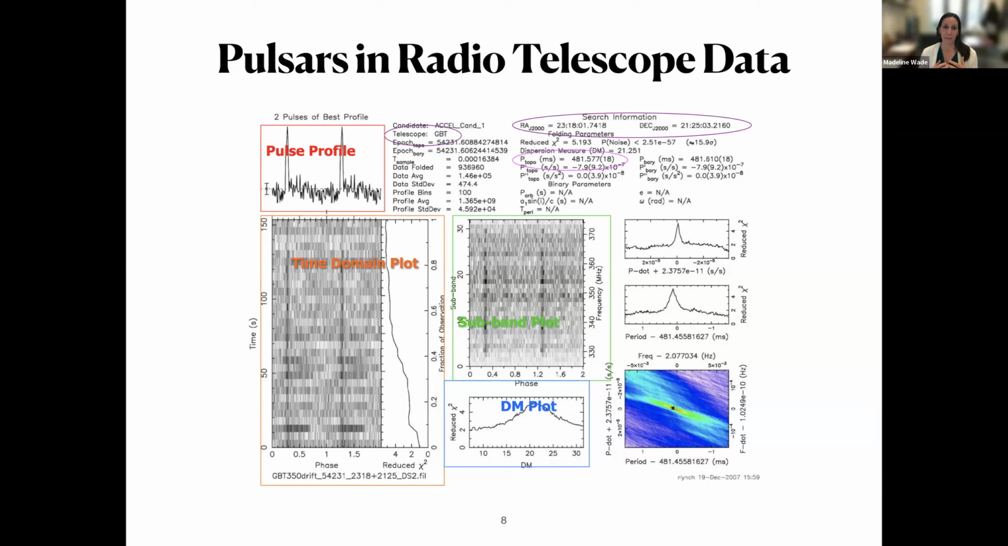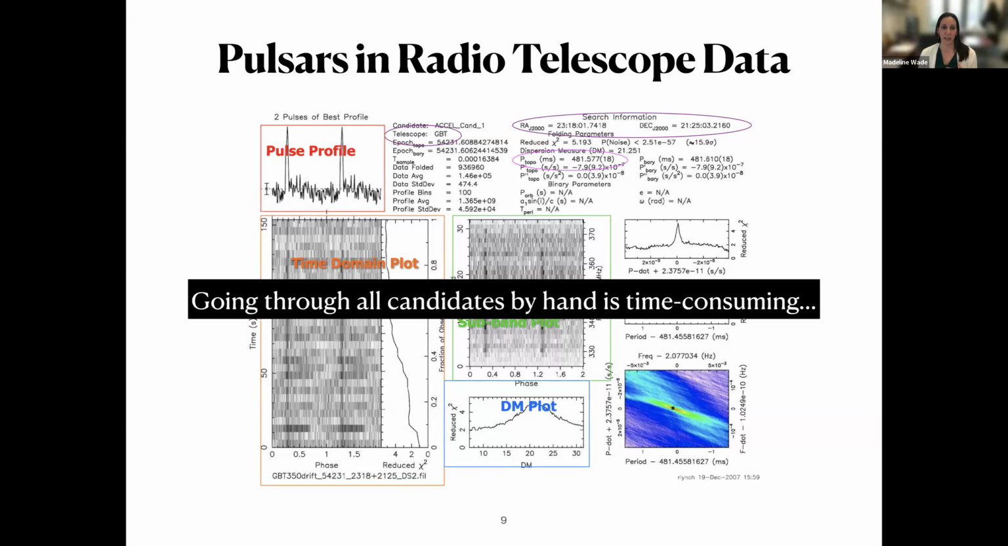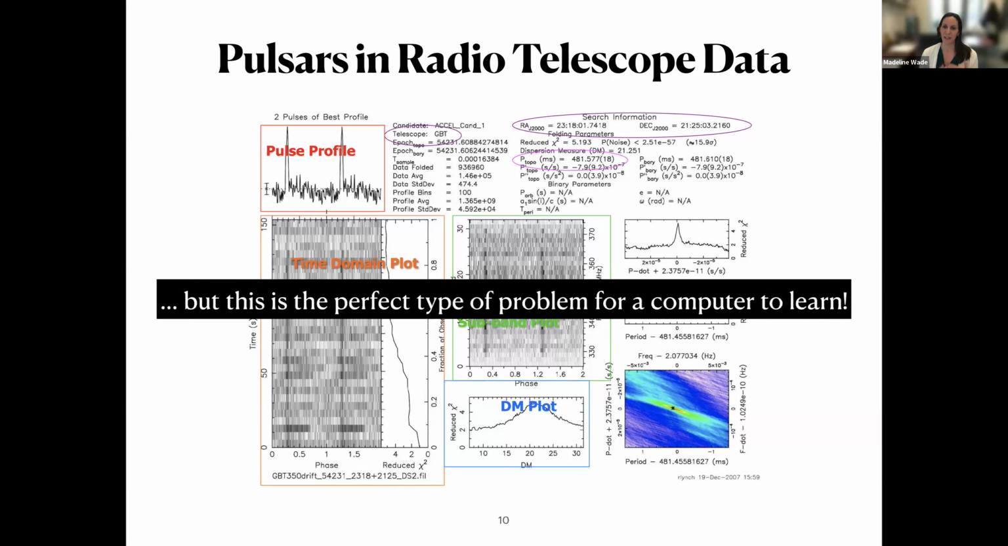Right now, most of the work to go through all of this radio telescope data and identify pulsar candidates is done by scientists. And it takes a very long time to go through all of the radio telescope data to identify all of the potential pulsar candidates that live in that data. But this is exactly the type of problem that a computer could learn to help us with. And so that is one of the things that my research lab has worked on, writing computer programs that will help us identify pulsar candidates in radio telescope data.